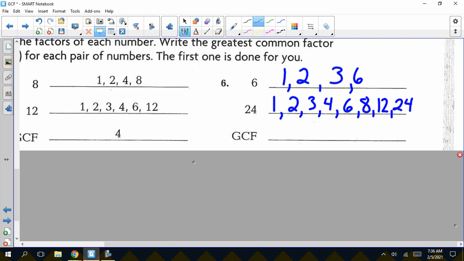If we circle the factors that they have in common, they have 1 in common. They also have 2, 3, and 6. So all of the factors of 6 are also factors of 24. The greatest common factor would be 6. 6 is the biggest number that they have in common.